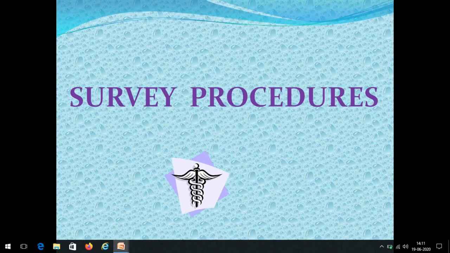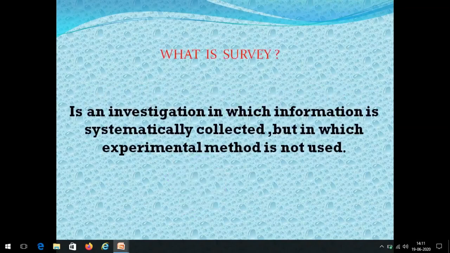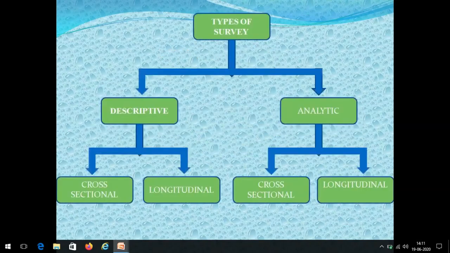So let's see the definition of survey. It is an investigation in which information is systematically collected, but the experimental method is not used. So like I said, there is no experimental method involved in survey. Survey is like a common man's term. Epidemiology is more of a scientific term.